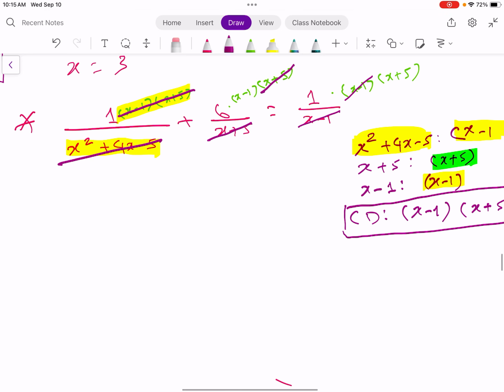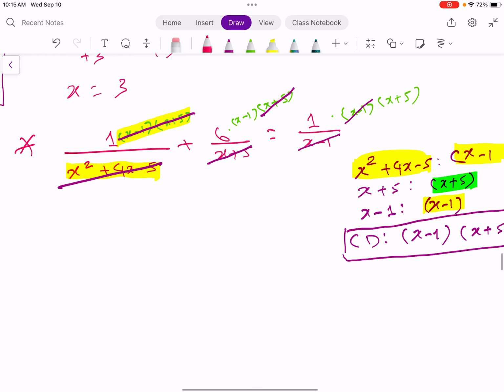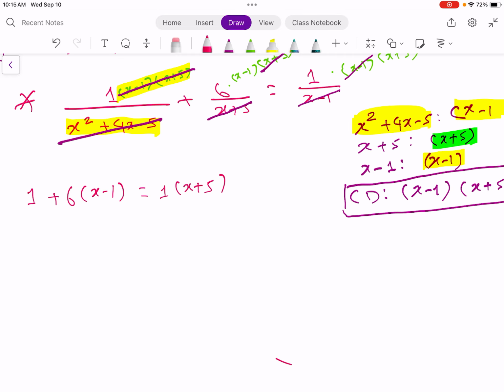Okay, now let's rewrite this equation. So we have 1 from the first expression, then we have 6 times x minus 1 equals 1 times x plus 5. Now let's get rid of the parentheses. We have 1, distribute 6 times x, 6x, 6 times negative 1, negative 6, equals, you distribute 1 times x, 1 times positive 5, positive 5. This is a linear equation, right?